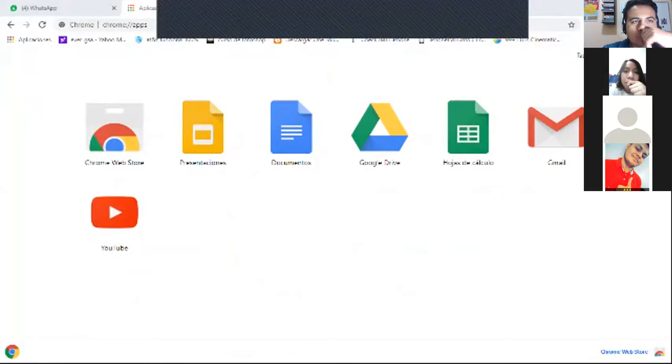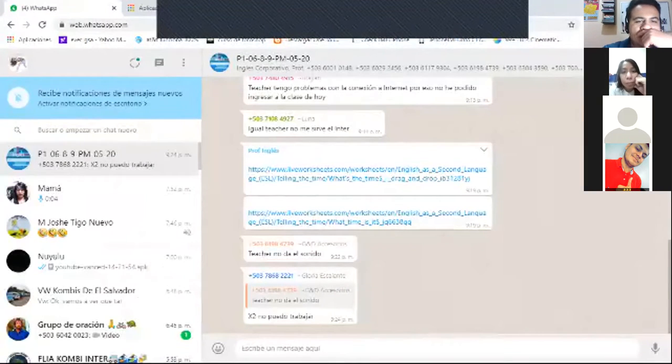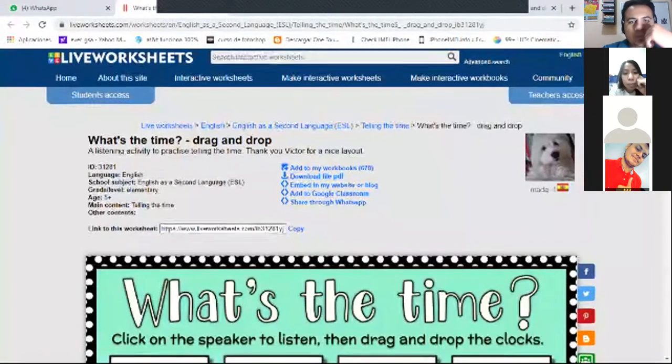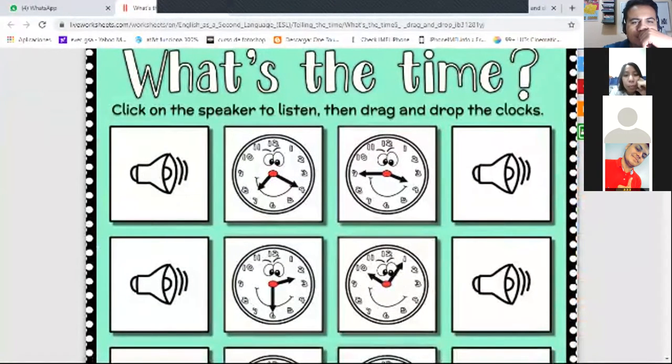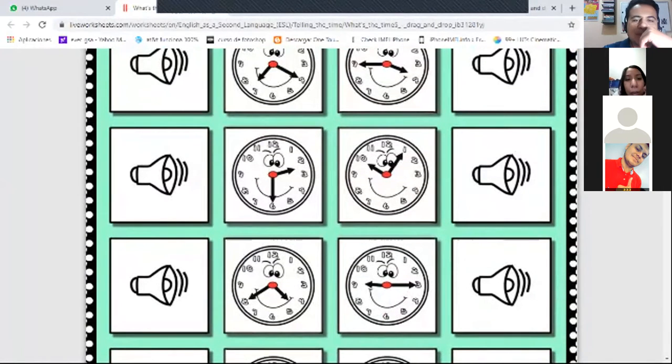Voy a volver a meter. Pero ahí está WhatsApp. Aquí estoy. It's 25 to 11. Yo no escucho nada. Yo sí lo escucho. 25 para las 12. Sí, yo sí lo escucho. Bueno, entonces no sé por qué a mí no suena nada. ¿Ustedes lo escuchan? Yo lo escucho. Yo también. It's 4:15.